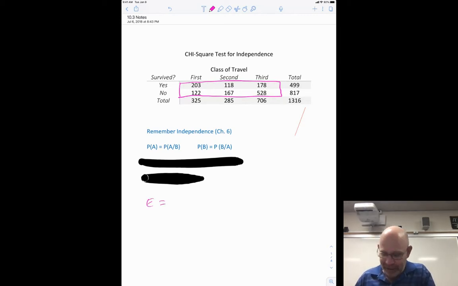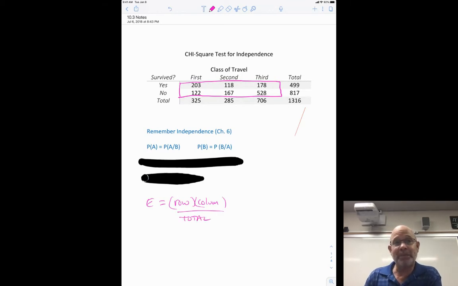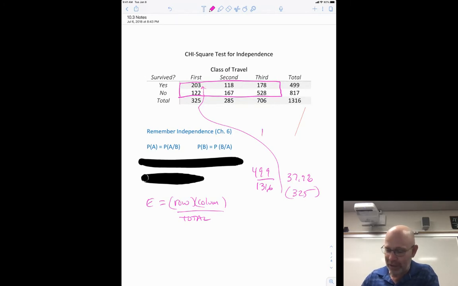Let's do this expected value. It's the same thing for the cells. Remember, it's row total times column total divided by the total. This is the quick way to do it. But also, you could just use the overall survival rate. If you look at 499 out of 1316 survive, it's like 37.9%. Then you multiply that by, let's say, the first class, which is 325. That gives you, for the first class survival, 123.2. It's the exact same math as last section.